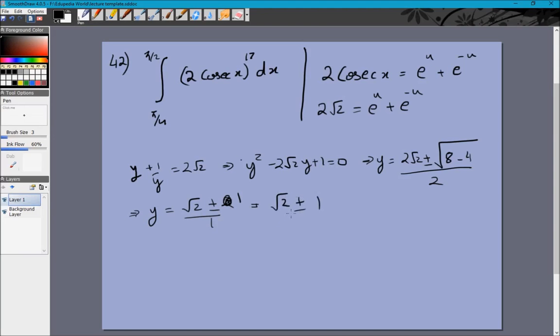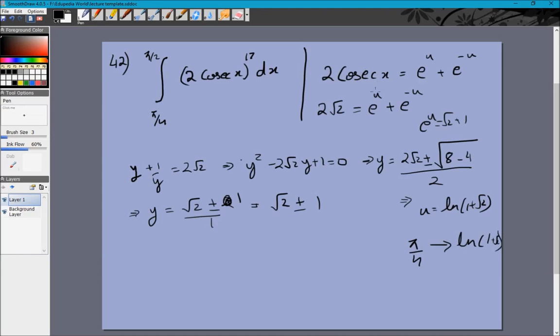Which means we can see that one of the terms, root 2 plus 1, indeed becomes e to the power u, which means u is ln of 1 plus root 2. So what we get is that pi by 4 goes to the limit ln of 1 plus root 2.